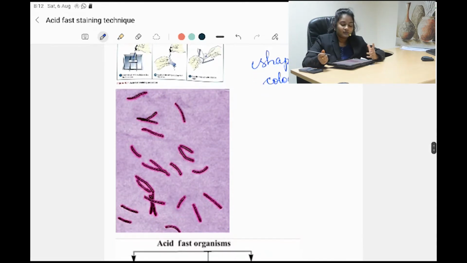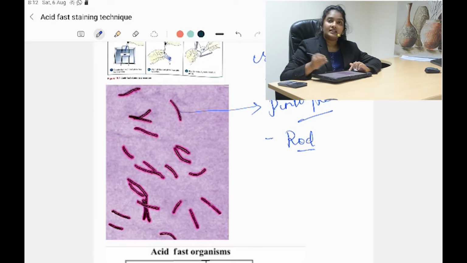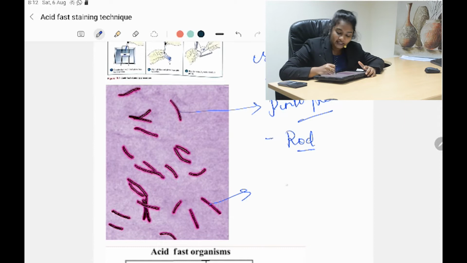So here we are going to identify a pink color, pink or red. It is in rod shape, and here it is acid fast. So the pink colored rod shaped bacteria indicates acid fast. Okay.